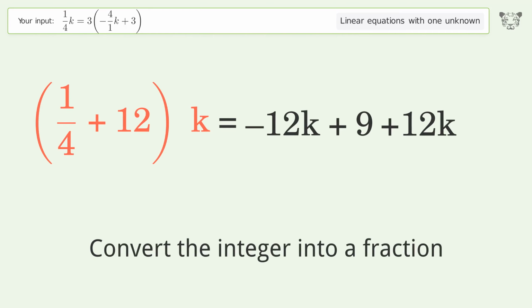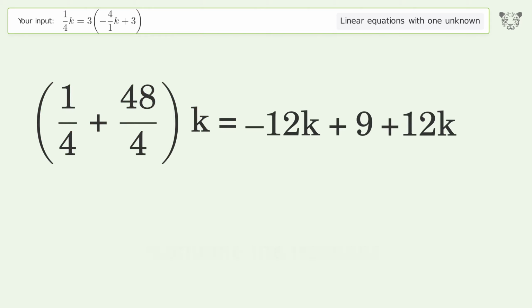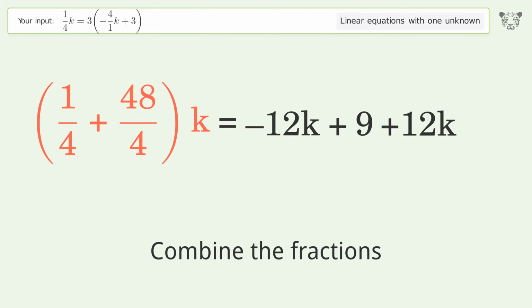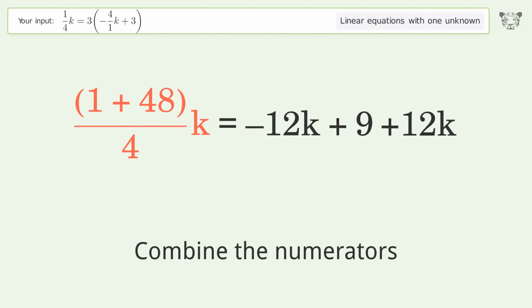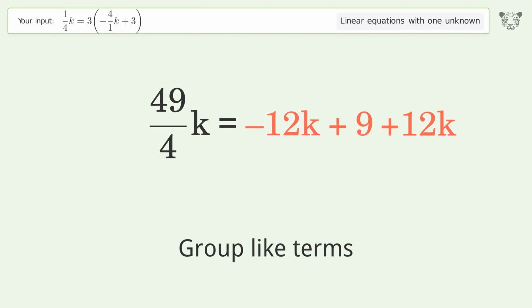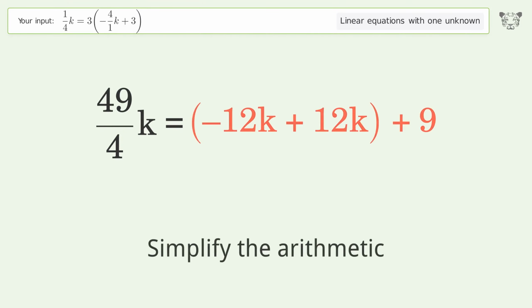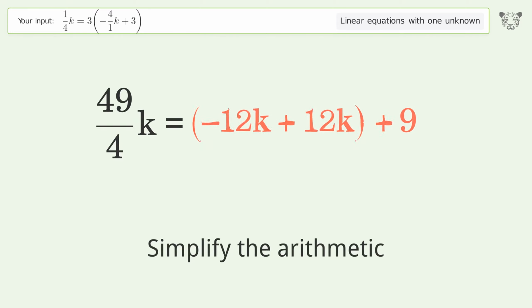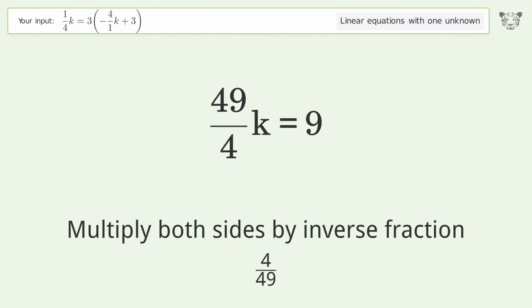Convert the integer into a fraction. Combine the fractions. Combine the numerators. Group like terms. Simplify the arithmetic. Isolate the k. Multiply both sides by inverse fraction 4/49.